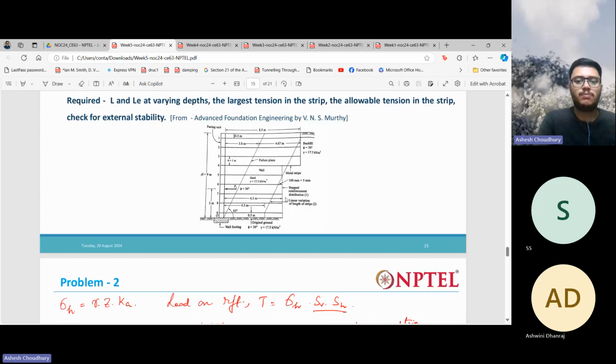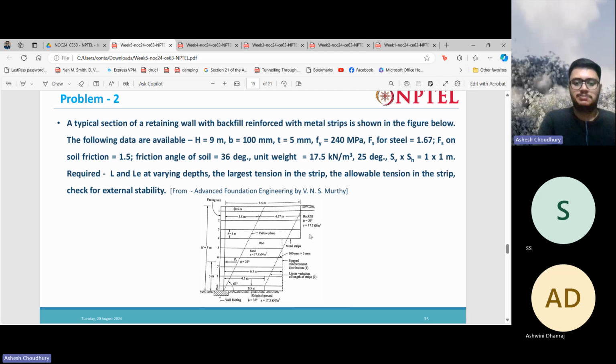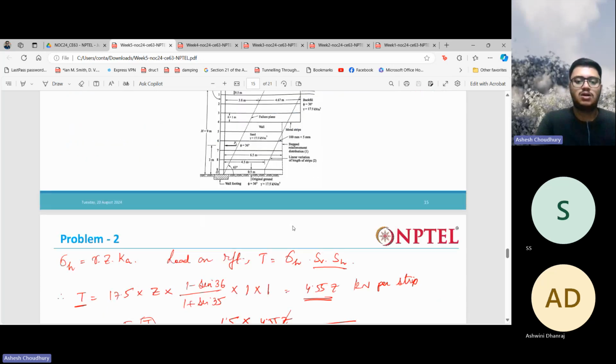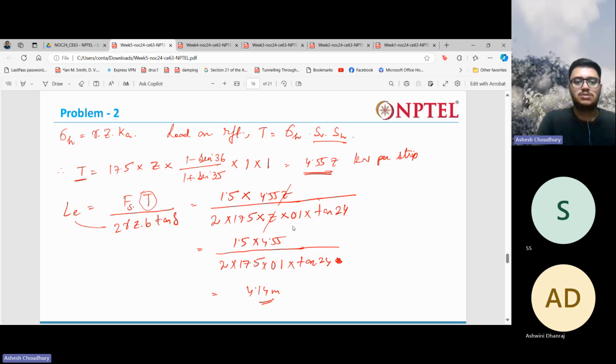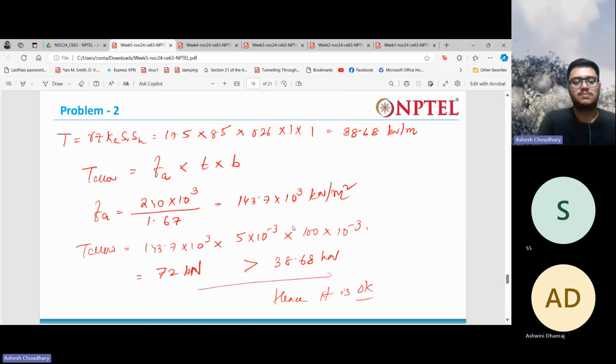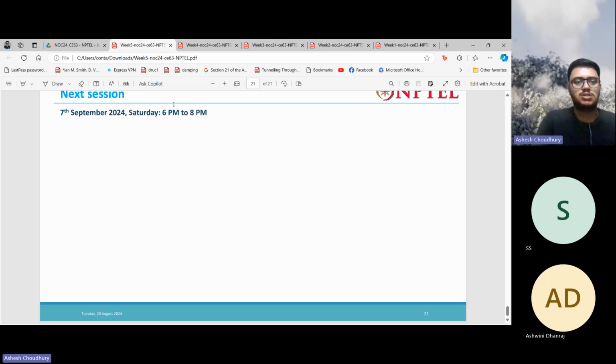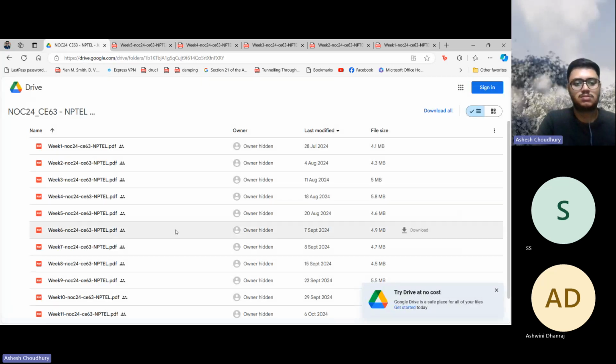Then we solved a similar problem again. Here we have used metal strips instead of geotextile. We have used metal strips to design this reinforced earth wall. So first you have to satisfy the internal criteria, then you have to check for the external stability. The same thing we did. I'm not repeating this. If you want, you can see the videos. Okay, so this was all about this.